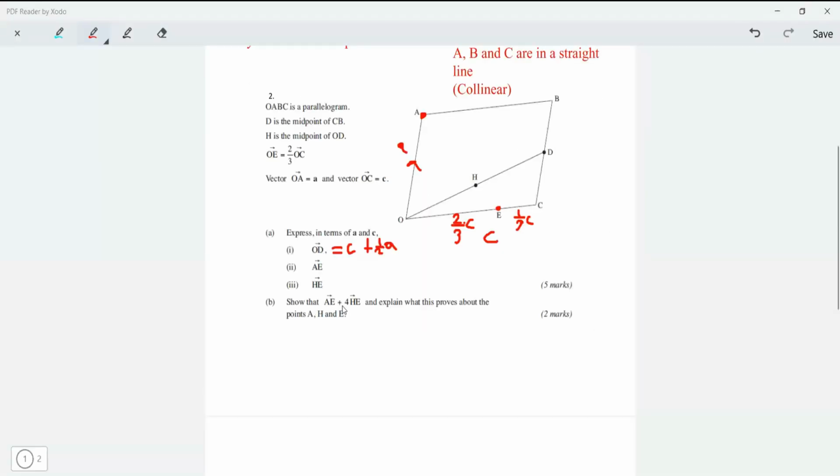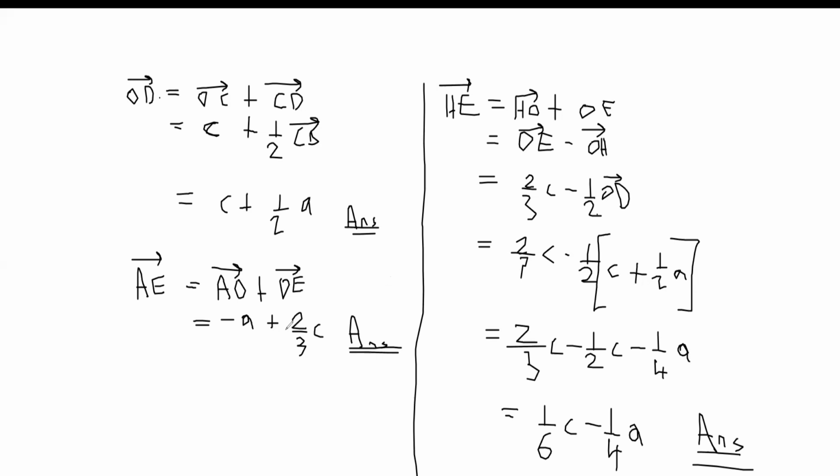Now it says show that AE plus 4HE, well, this is a plus. I think this plus should be an equal. I think it should say AE equals 4HE. So we look at that. We already have AE and we have HE. So show that AE is 4 times HE. So let's go back to what we have now. This is AE and this is HE. We need to show that AE is 4 times HE.